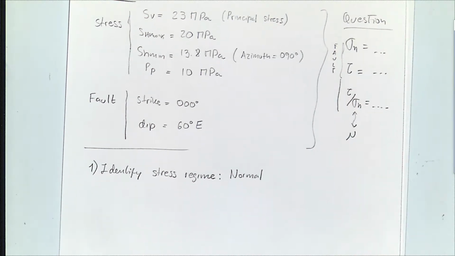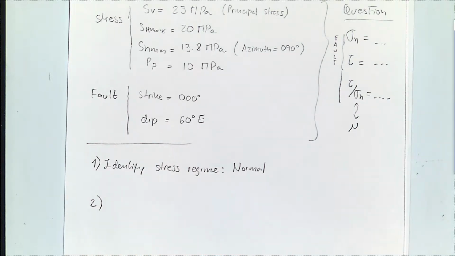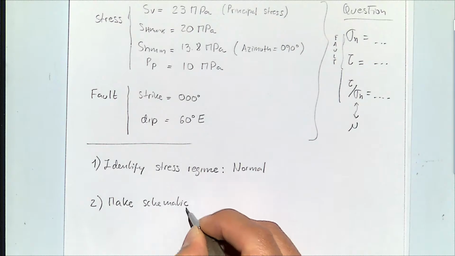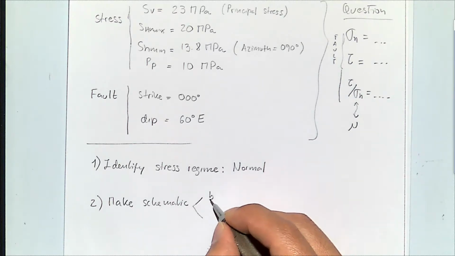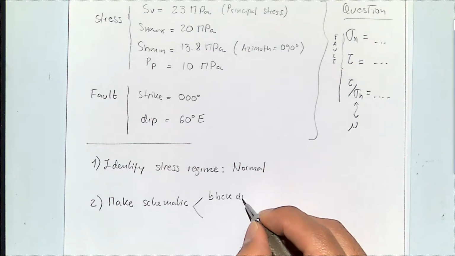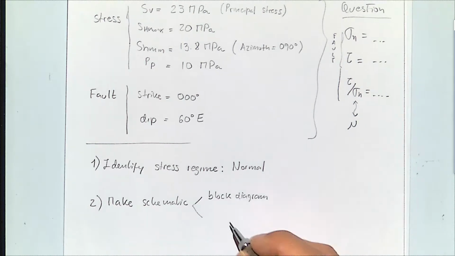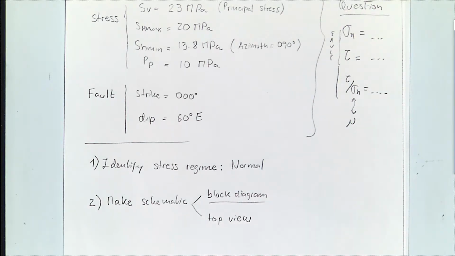All right. Second, we're going to make a schematic of the in situ stresses and the fault, okay? And there are two options for this. Here you can make a block diagram, which is the cube that we have been drawing so far, but some other times when some of the stress is not aligned with east-west or north-south, it's just easier to do a top view. Let's go now with a block diagram.